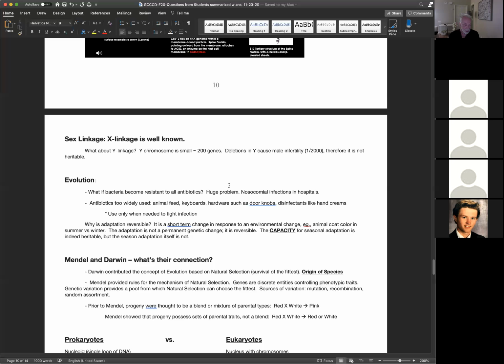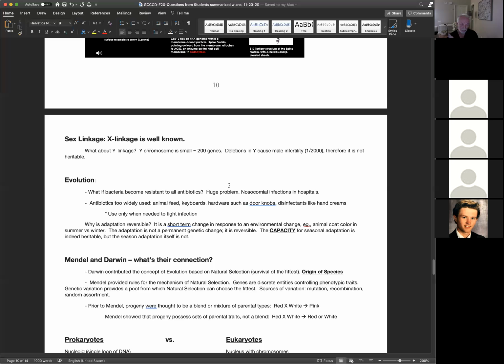Another question was, why is adaptation reversible? This is adaptation as opposed to evolution. Well, adaptation is a short-term change in response to an environmental change. And one of the examples I gave was animal coat color. Remember the Arctic foxes that are white in the winter and brown in the summer? That is a temporary change. Animal changes color for a season, and then when the next season comes, it changes back again.